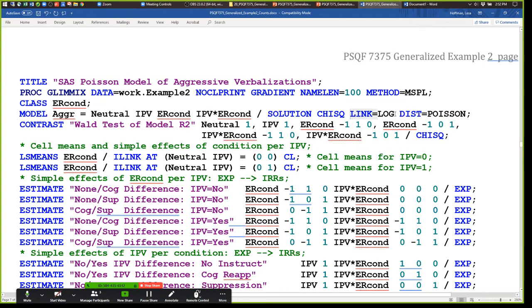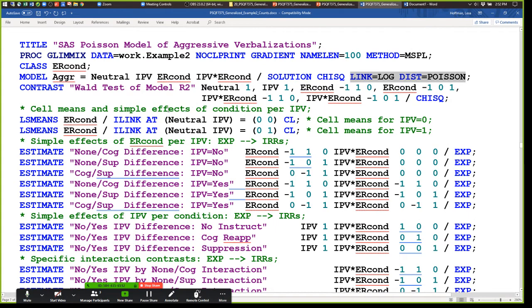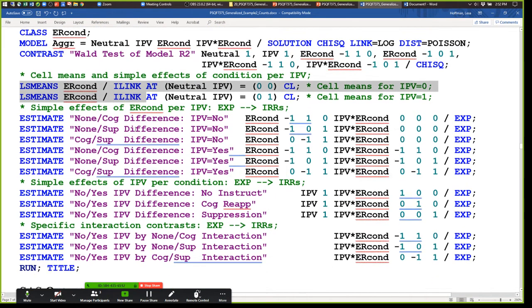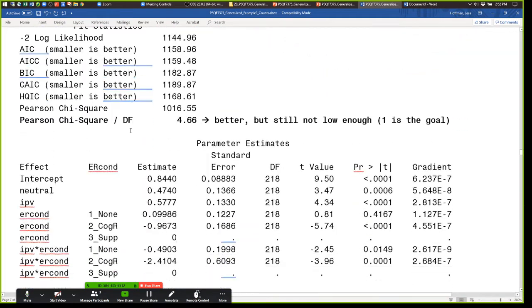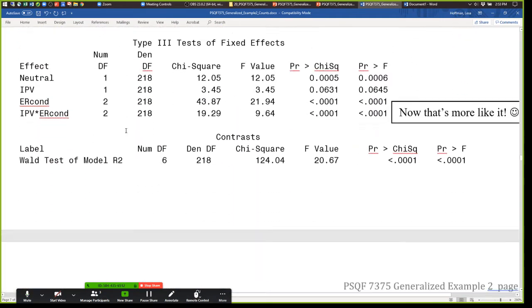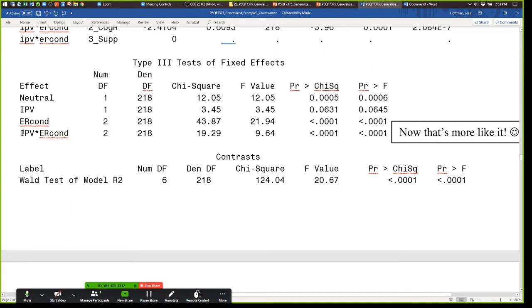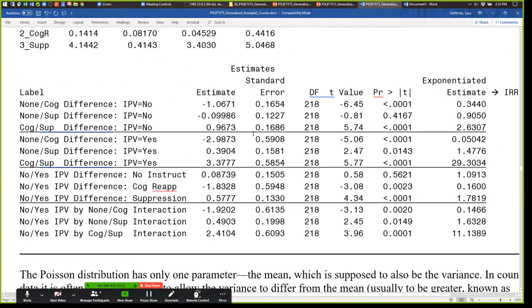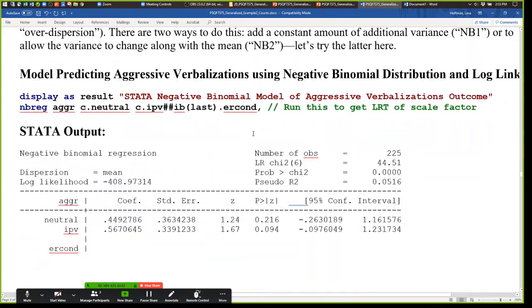So the analog in SAS, link equals log, dist equals Poisson, same idea. Adding ilink here on the LS means to get log counts and regular counts. Note that already our results are changing. This was a p-value of 0.06 for the interaction term in the normal model. It's changed significantly. But we're going to keep going.